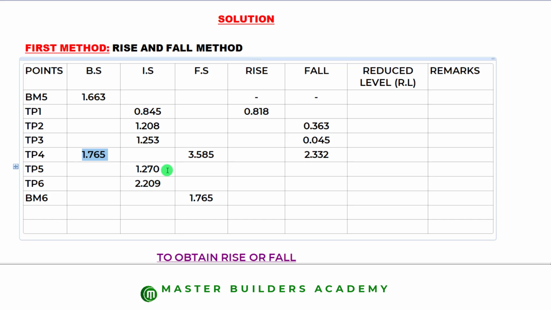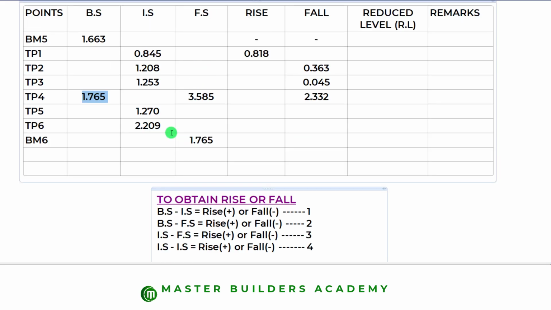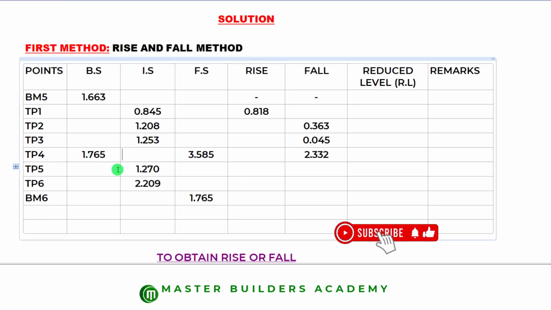Again, you cannot remove intersight from it. It is not possible. Now, if you check the four possible equations that I gave earlier, you see that there is no place where you have foresight coming first. You can only have backsight or intersight come first. So it shows that if I am at this point, TP5, I cannot use the foresight at TP4 as my previous value. So I'm going to use the backsight at that level. So the backsight there is 1.765. Are you there? So then the current value, intersight for the current station we are in, TP5, is 1.270. So if we remove 1.270 from 1.765, we will have a positive value of 0.715.